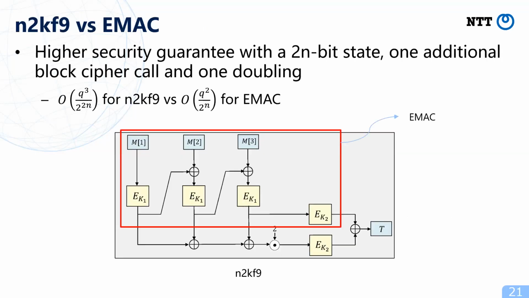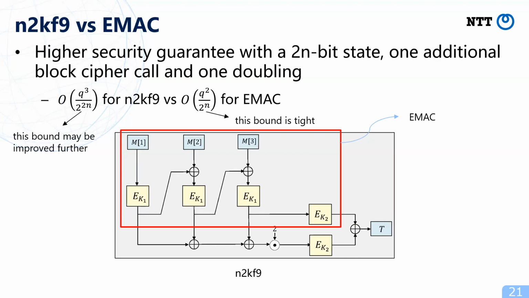So it's actually quite a light fix, but seems to fix everything. If you compare our construction with encrypted MAC, it doesn't use any other key, and simply needs an additional n-bit state, a field multiplication, and 1 block cipher call per message. The security, however, goes up to q^3 over 2^2n, while the security of encrypted MAC is only birthday bound, so q^2 over 2^n.